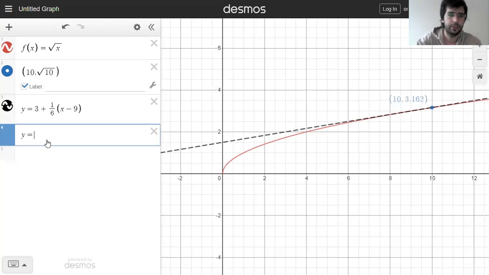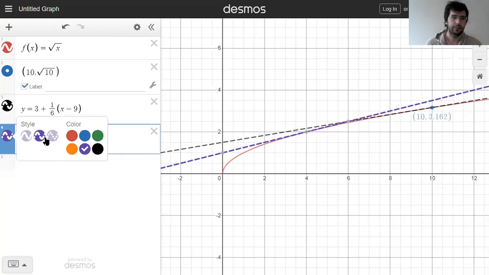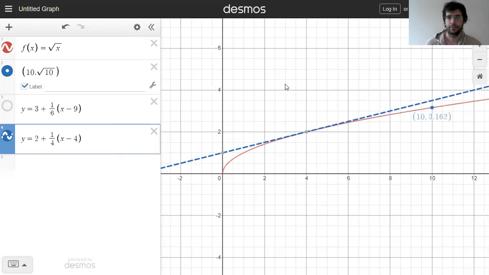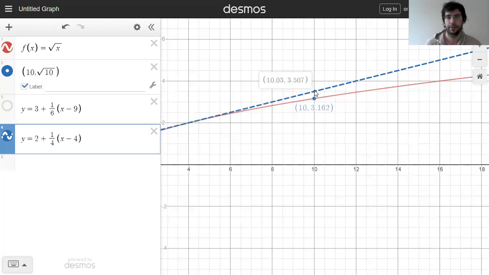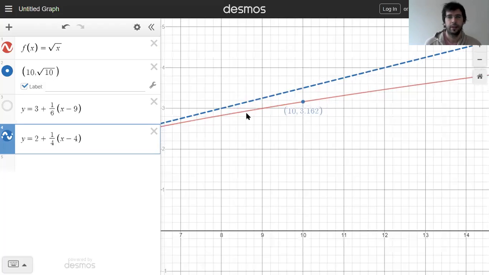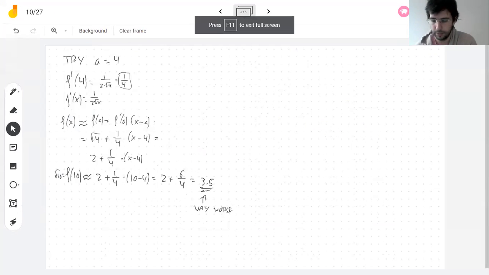If you try doing it at 4, which is the second thing I tried, well, you can see it goes a lot further away. So this was 2 plus 1/4 times x minus 4. So kind of similar looking, but now it's just further away. Around 4, it's really good, and as you move further and further away, it gets worse and worse. And by the time you get to 10, it's pretty bad. 10, 3.5. I mean, could be not that bad depending on what you want to do with it, but that's it. That's all there is to linear approximation.